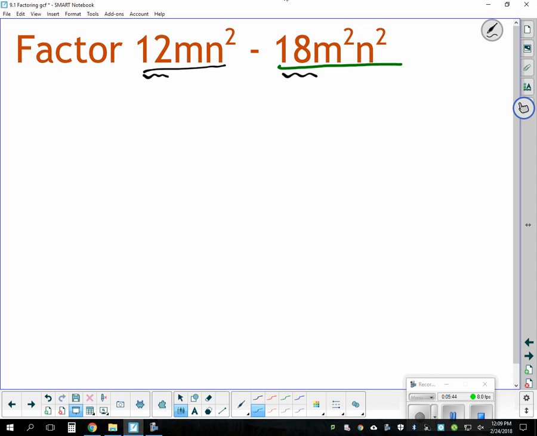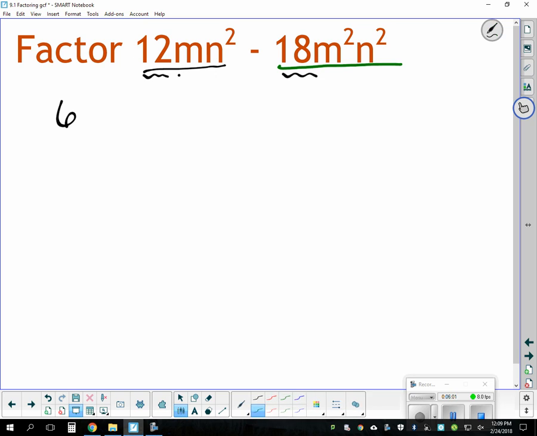Hopefully you are seeing that there's a bigger number, and that number is 6. So 12 and 18, their greatest common factor is a 6. But we're not just looking at 12 and 18. We have to look at 12mn squared and 18m squared n squared.